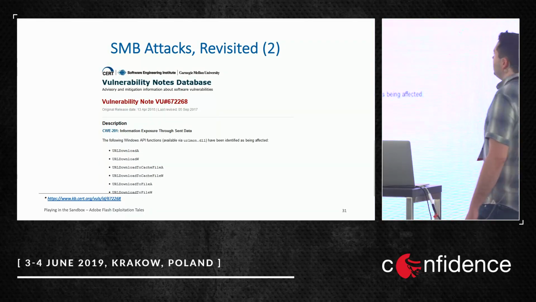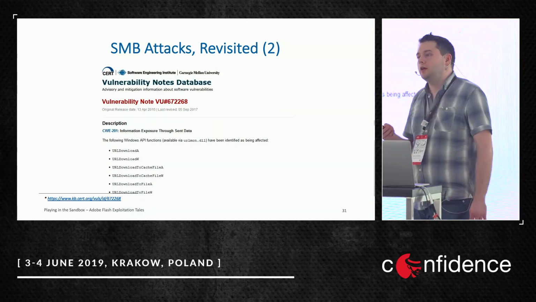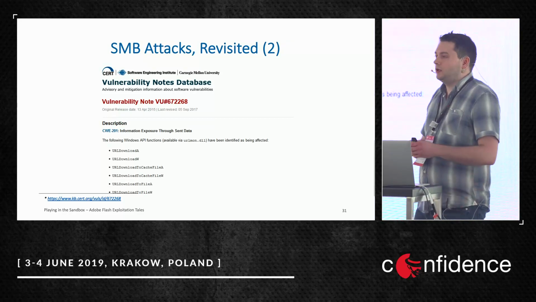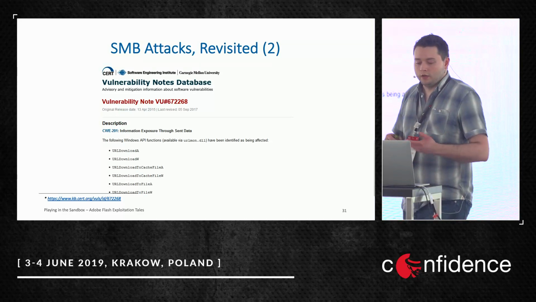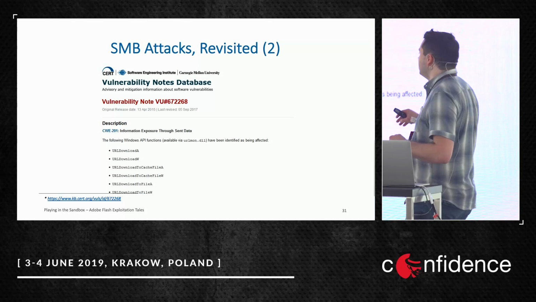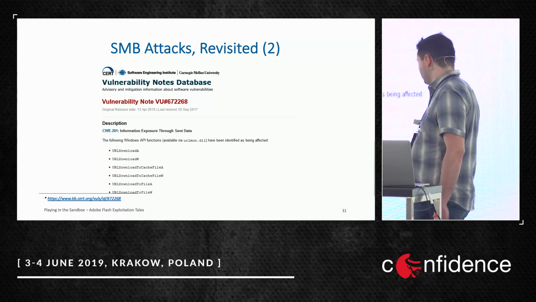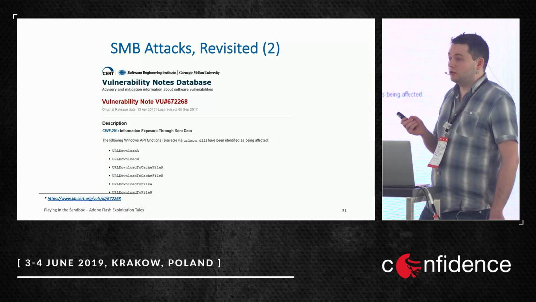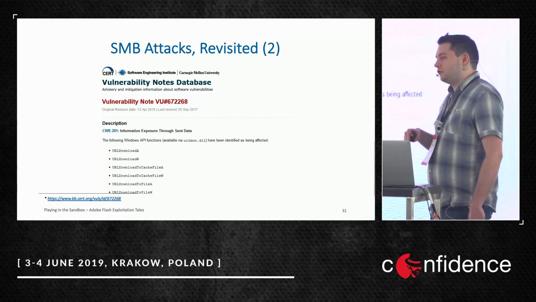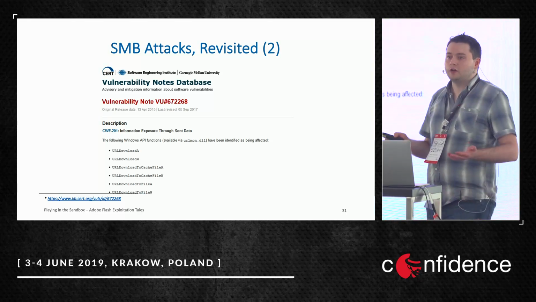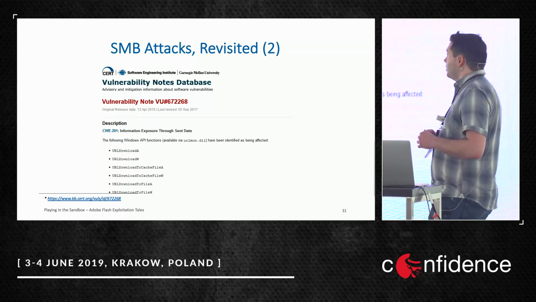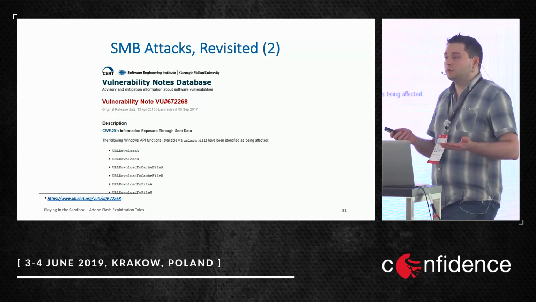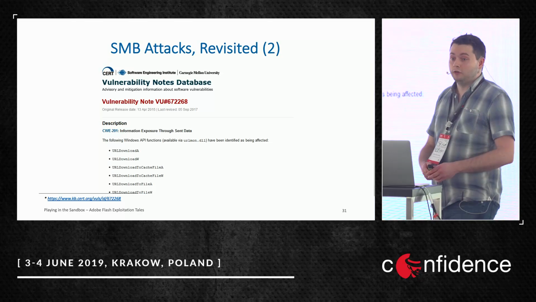So this vulnerability is actually well documented, and it turns out that it affects all of these Win32 API functions. So any application that uses any of these functions is vulnerable. And this triggered the industry to patch their software. So obviously, this triggered a question for me: is Adobe Flash vulnerable as well?